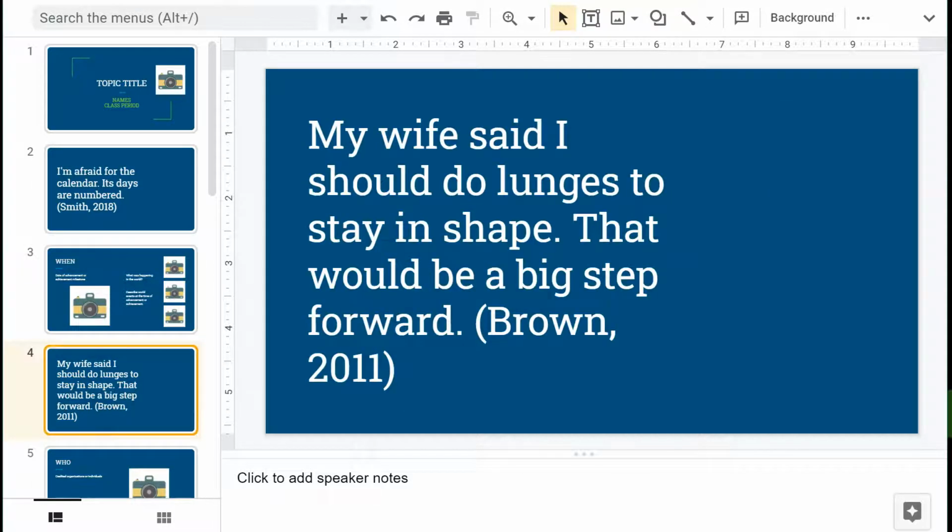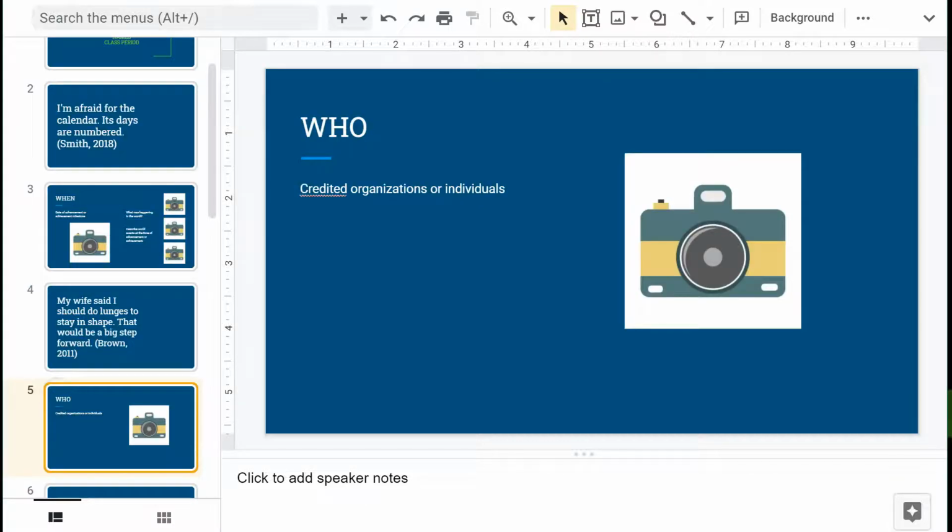Then another quote might look like this. Again, you have the author and who said it. If the author's name is part of the quote, you only need the date. So go check your APA format rules. There are a lot of places to do that. I will probably talk about that in a moment. Let's keep going. And then this might be what your who slide looks like.